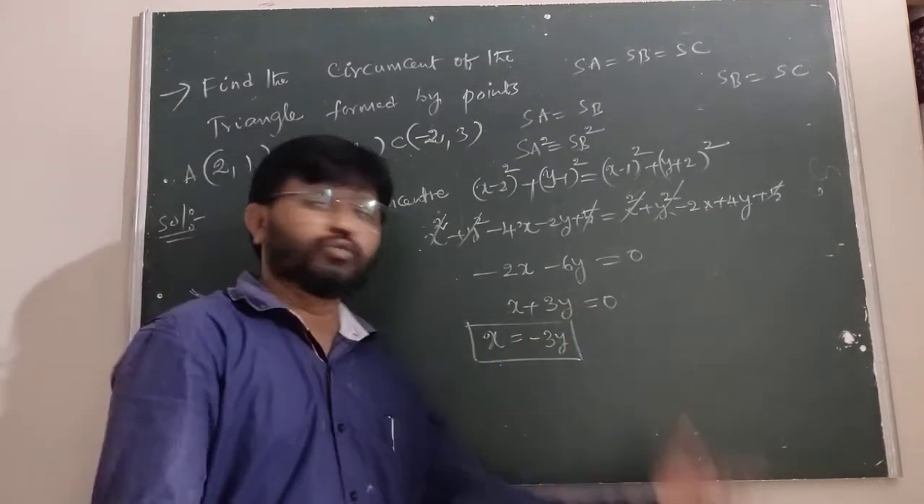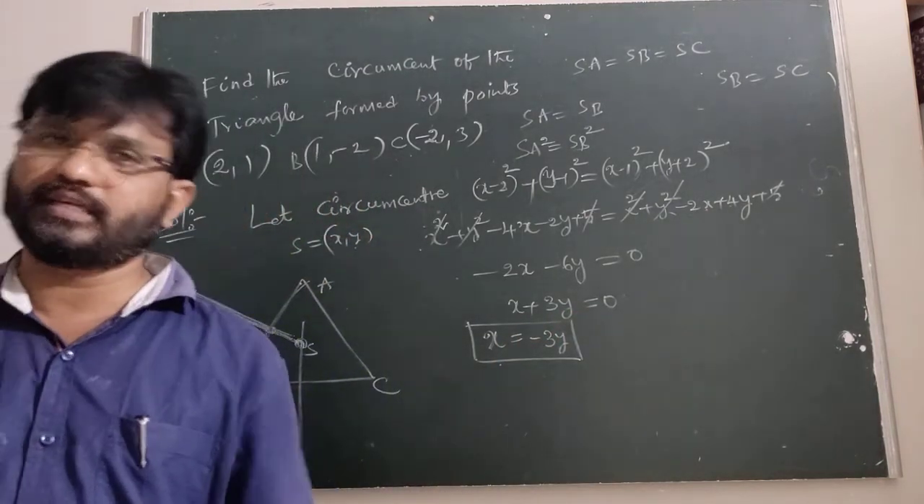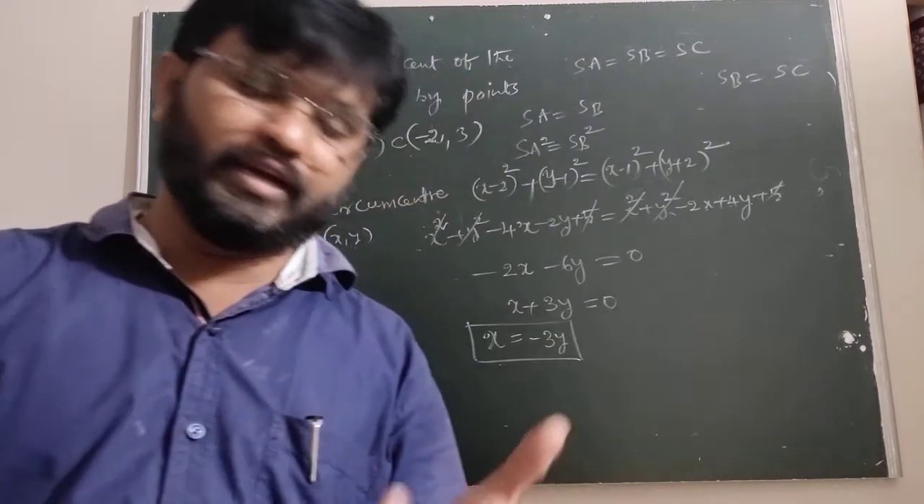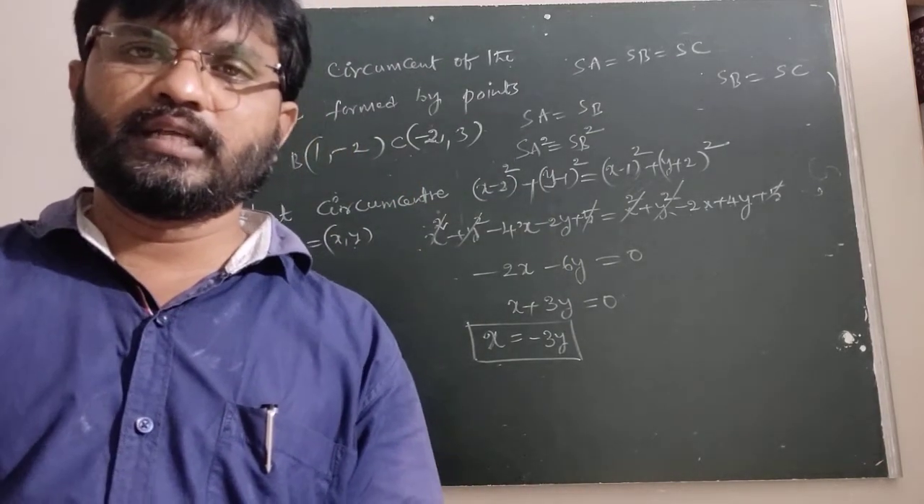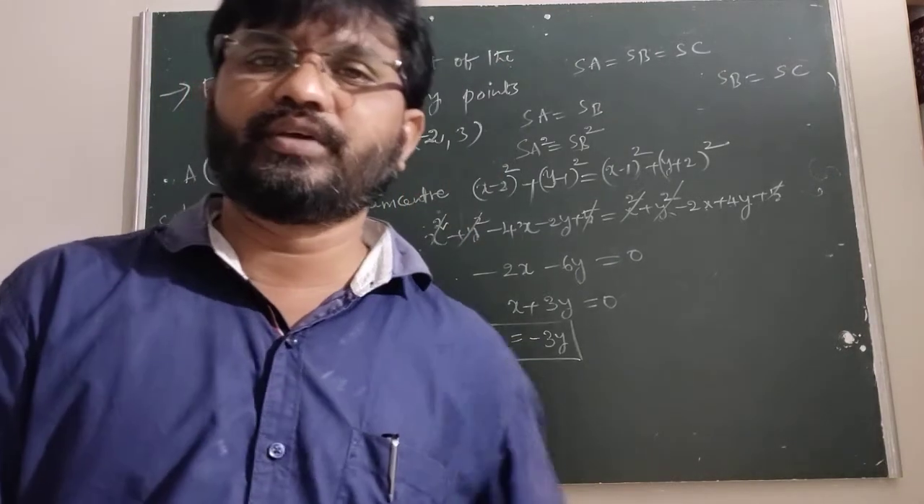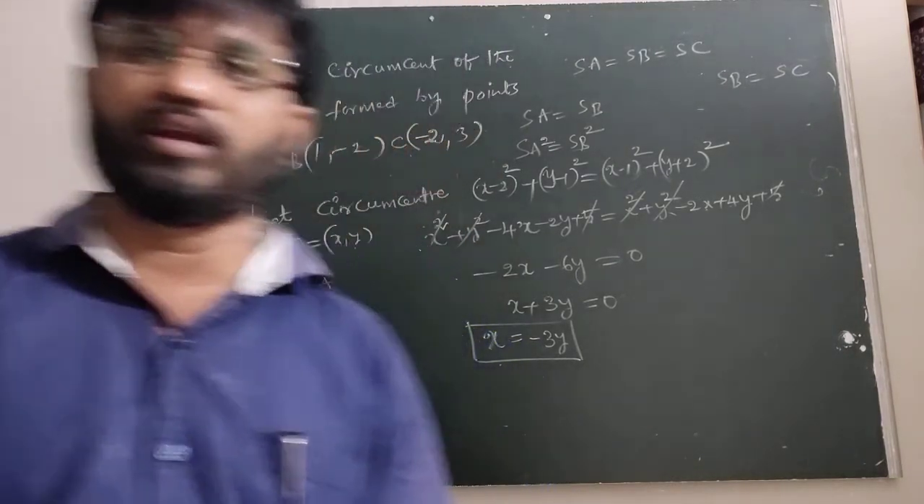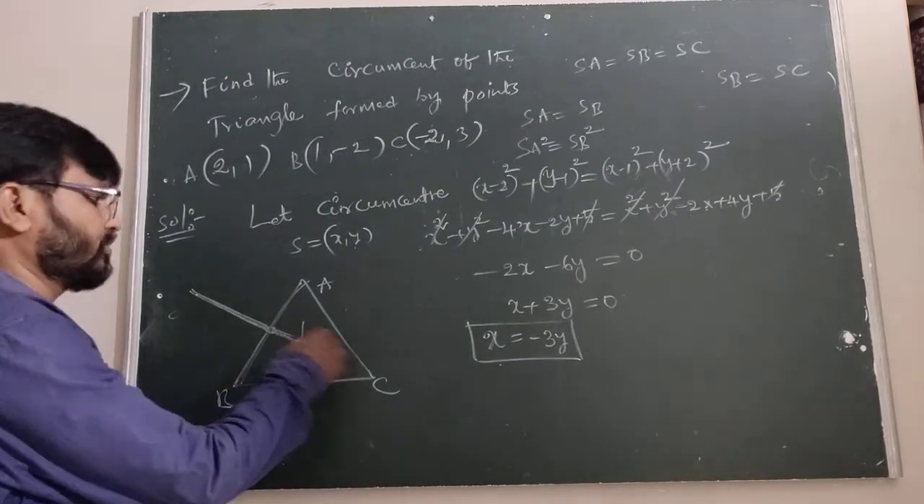When we get the two lines, to find their point of intersection, we know the coefficient of y, the constant, the coefficient of x and y. Then we can write the cross multiplication method: x by, y by, 1 by. Then this is the circumcenter.